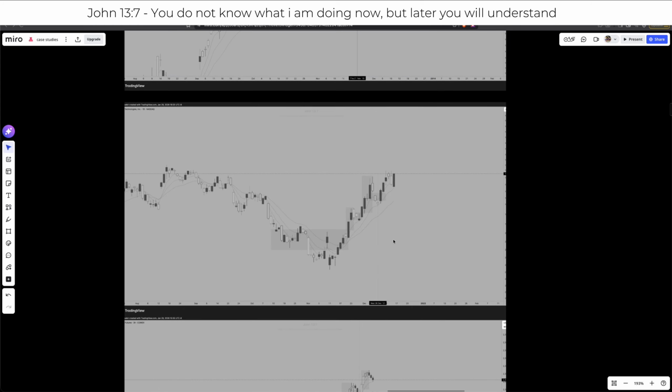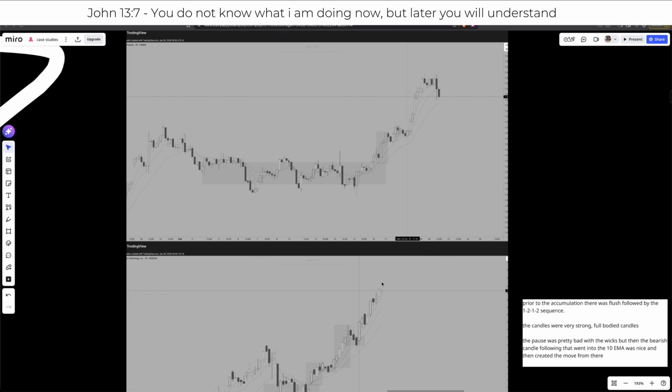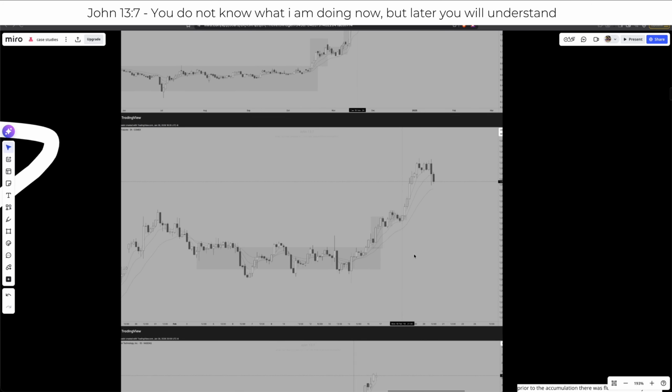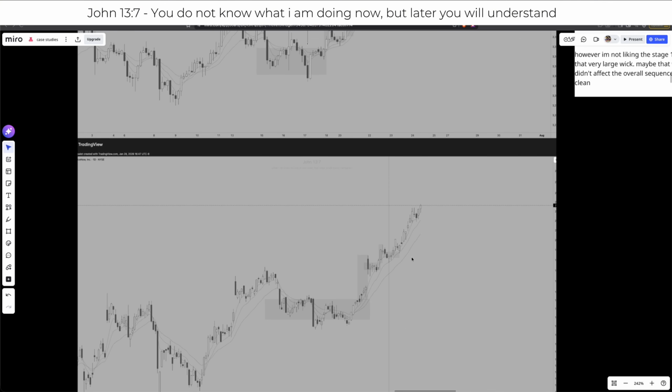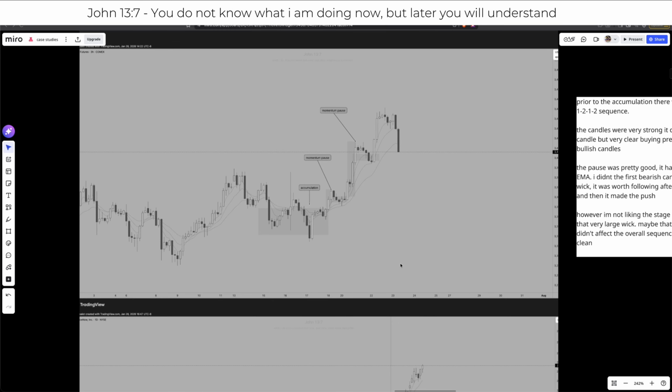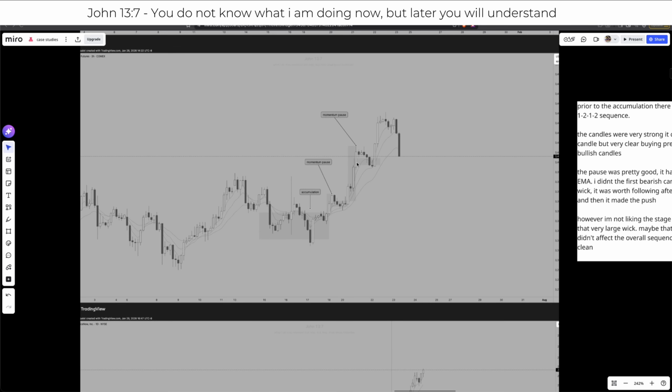Let me find an example for that. This right here is an example of what I'm looking for. So you have a pretty ugly pause right here with good buildups for the bullishness, and then you have another pretty ugly pause, but then after it creates very nice down pushes. That's where I'm looking to enter.